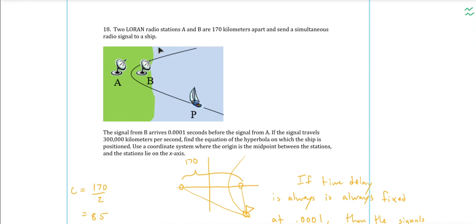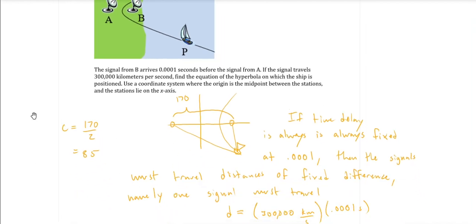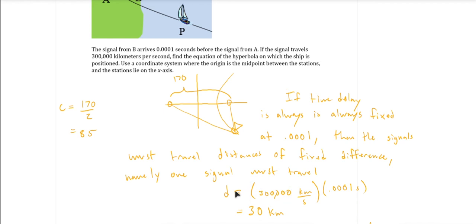This last problem asks us about two radio stations that send simultaneous radio signals to a ship that consistently arrive with a time delay of 0.0001 seconds. Now, because they're traveling at a fixed speed, that time delay always also means a fixed difference in the distance of travel for those signals. What is that difference? The difference between these two distances?